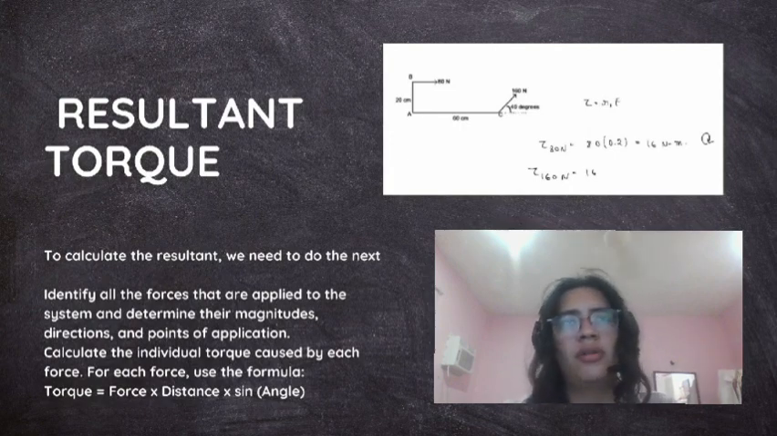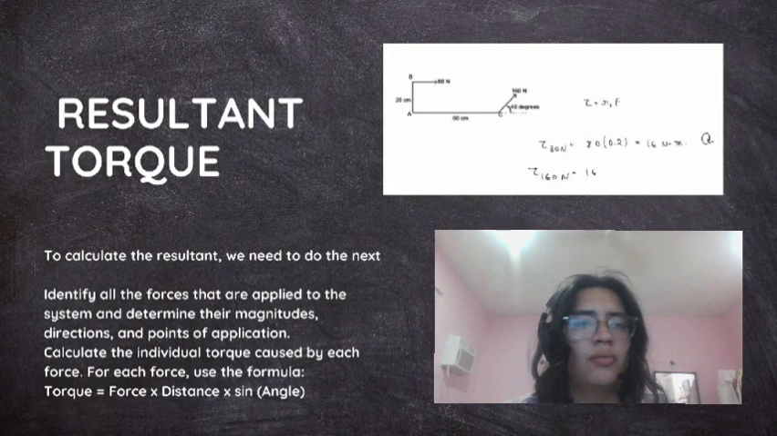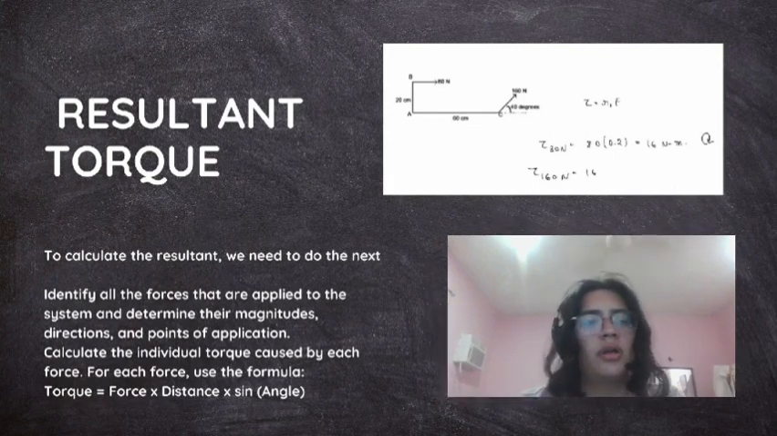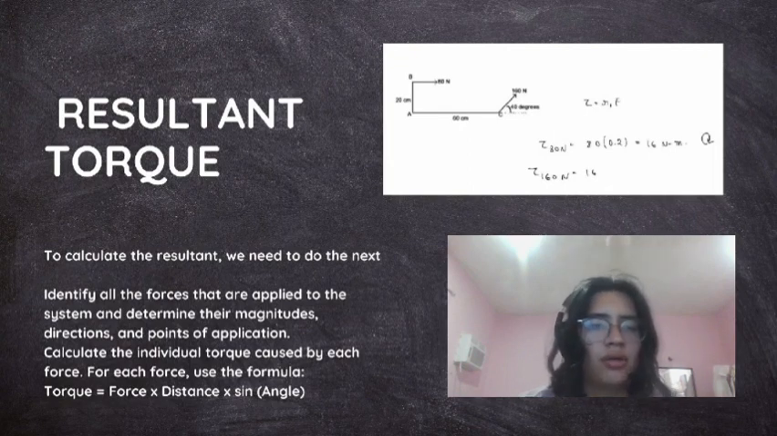Also, we need to calculate individually the torque caused by each force, and we need to be conscious about whether the torque is positive or negative, depending on the direction of the rotation. Okay, and the last part is just to sum all the torques, and we will have the torque resultant.